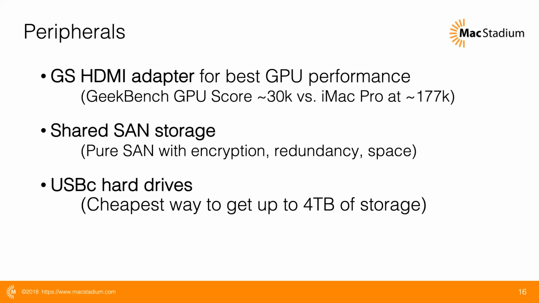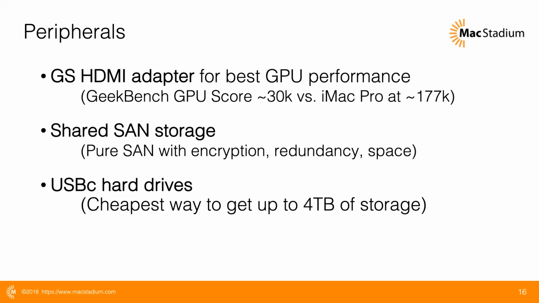The 2018 minis actually have several different performance modes for GPU. You've got your standard HDMI performance mode, you've got your 4K HDMI performance mode, and they have a virtual reality 4K performance mode. And that's what that GS HDMI adapter does. So the Mac actually thinks that it's plugged into a super high resolution virtual reality display, which kicks the GPU into high gear. So if you look at the Geekbench GPU score, it's about 30,000.